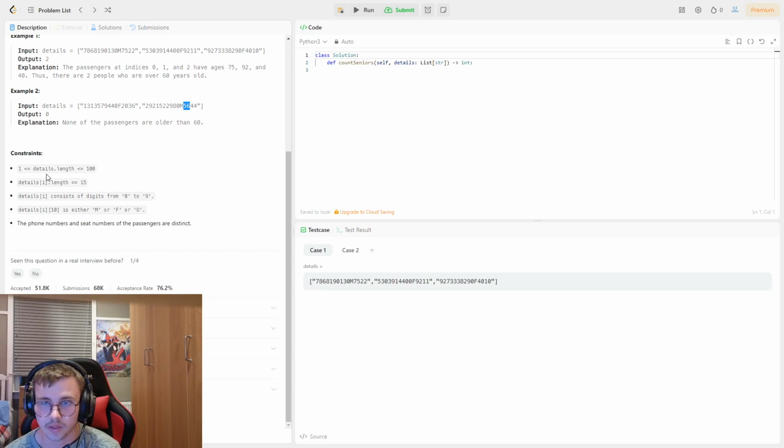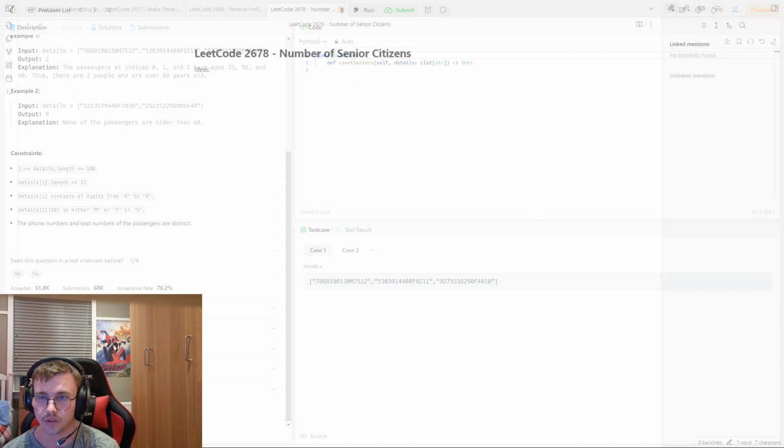Constraints, there's going to be between 1 and 100 people on the flight. The length of each passenger details object is 15 characters long. Details I consists of digits 0 to 9, so it's always going to be 0 to 9 except from the 10th index, which is a M, F, or O. So, just going to go over to our notes here.